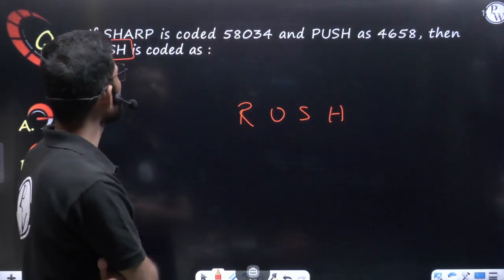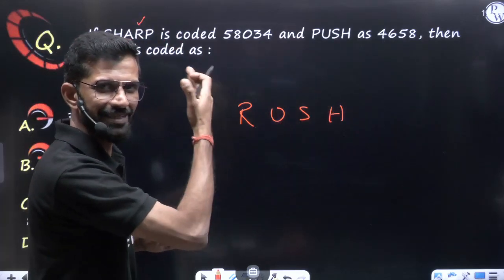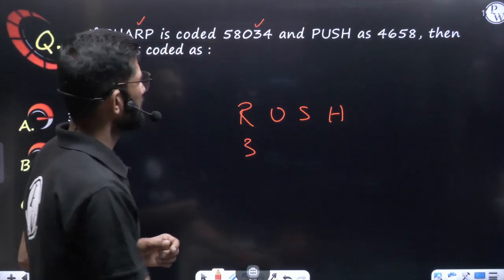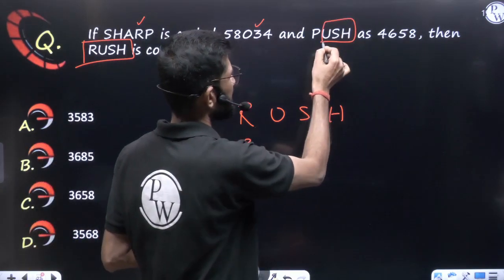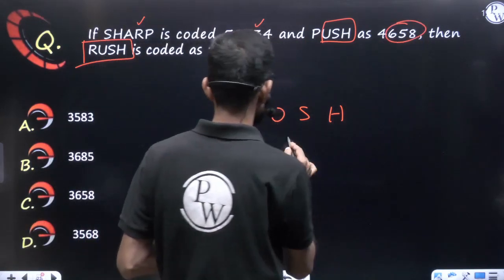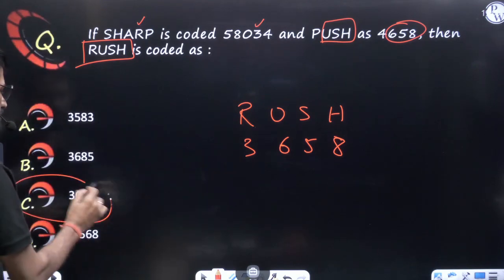For R, where can you find R? In sharp. This is the second last letter, from the last, the second letter. Second last letter here is 3. So for R, 3. U, S, H you can directly find in the last 3 letters of push. So last 3 numbers 658. As simple as that. So 3658, that is option C.